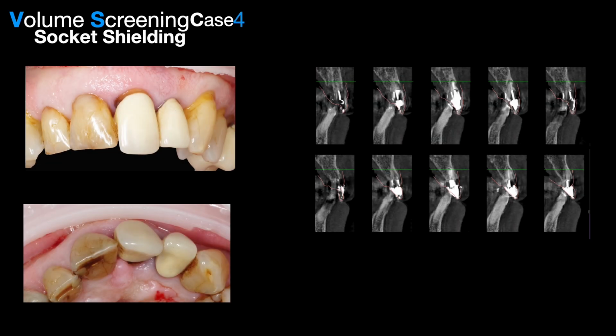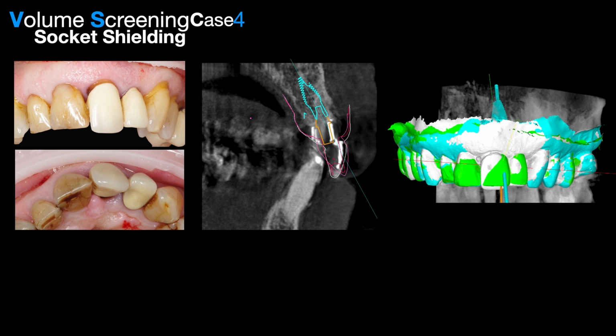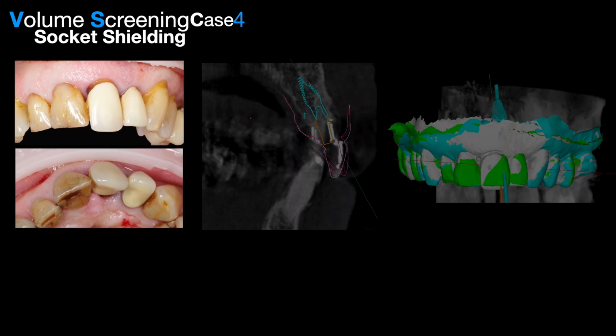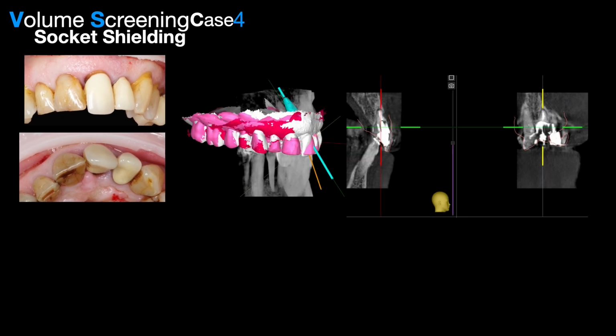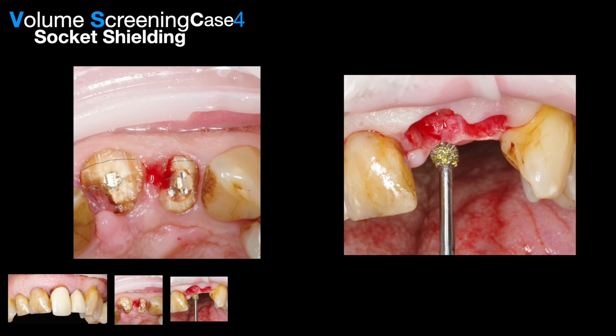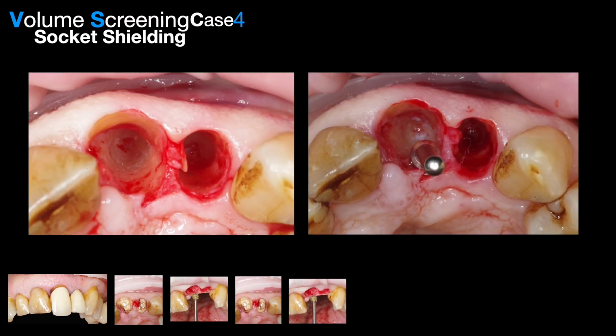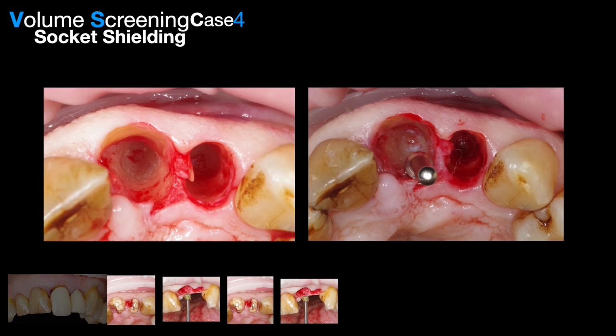Another case, this is the case of socket shielding. We have 2 teeth and the patient decided to just restore it with a single implant. So in order to maintain the volume, we decided to use a socket shielding technique. The restoration was planned for a large single implant. The teeth were decoronated and the shield was left and cleaned, you can see, and then we place an implant into the designated area.